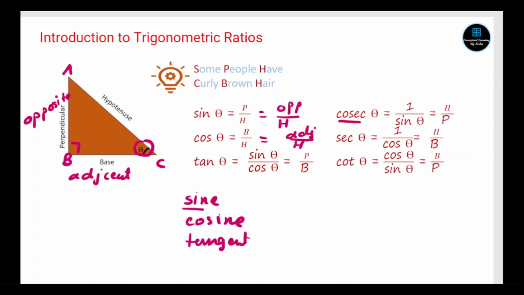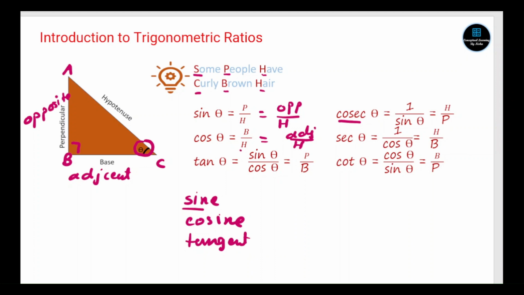Now, how to remember them easily, without memorizing anything? We can simply use this slogan: some people have curly brown hair. What does it mean? S stands for sine theta, P is perpendicular, H is hypotenuse. So sine theta is P upon H. Cos theta: curly, brown, B, and H is again hypotenuse. So cos theta is B upon H.